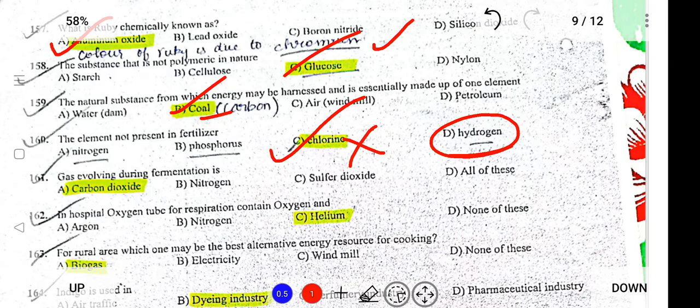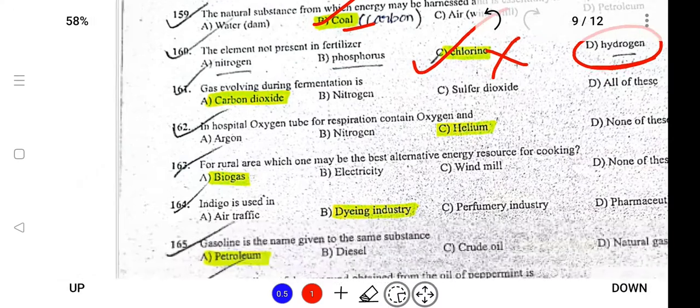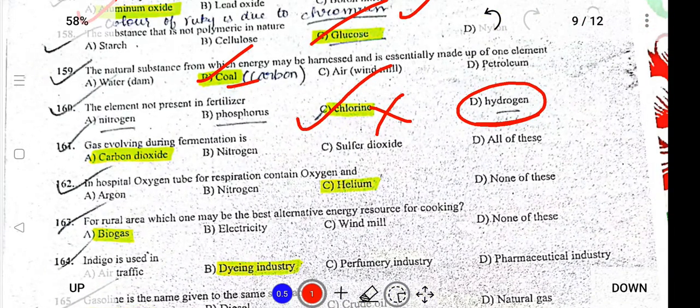Next, the gas evolved during fermentation is carbon dioxide. So in fermentation, sugar is converted to alcohol and carbon dioxide is generated. For example, we keep wine grapes in water for fermentation. So during this process carbon dioxide is generated.